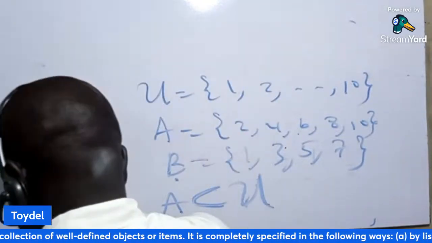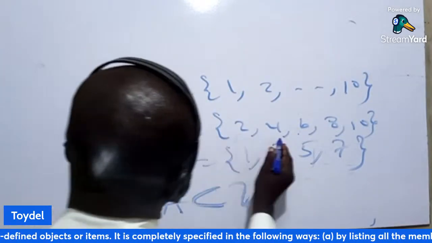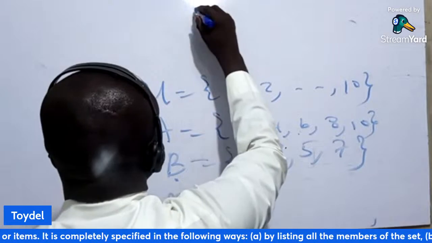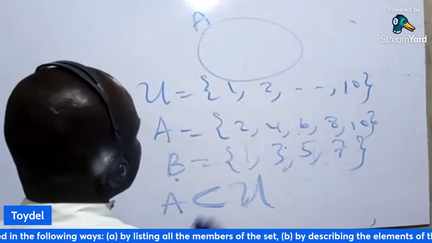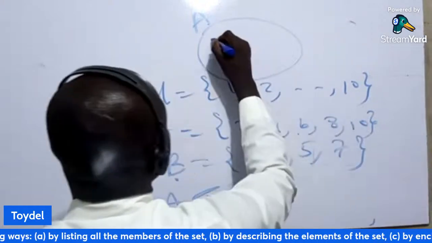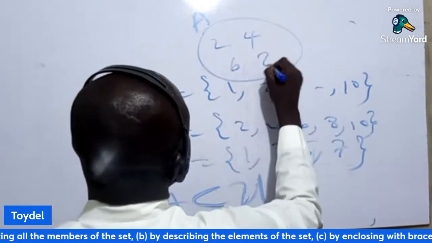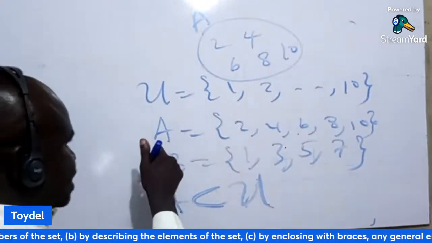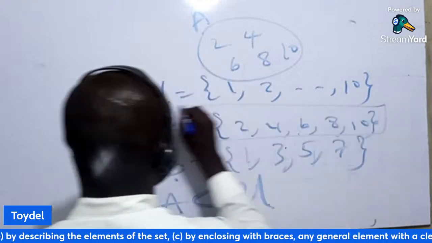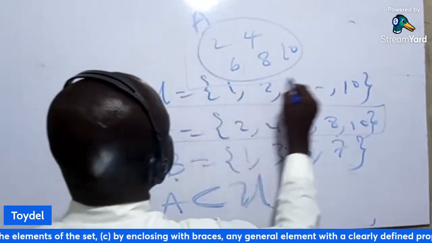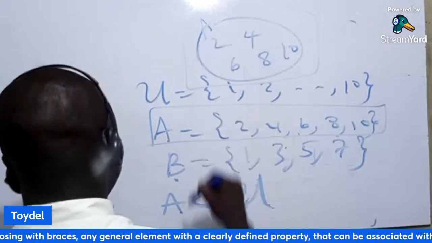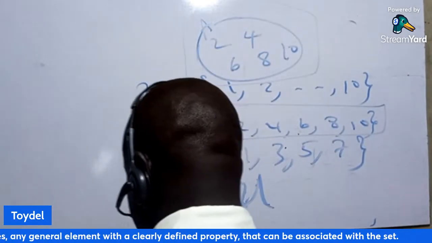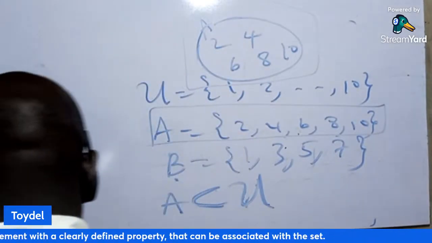For instance, this set A now, I can decide to represent it in the form of a circle. I can just draw a circle and say this is A. So how many elements do we have in A? 5. I'll just say 2, 4, 6, 8, 10. So either I represent my set by listing, or I can represent it in the form of a diagram. When we represent a set in the form of a diagram, it is called a Venn diagram.